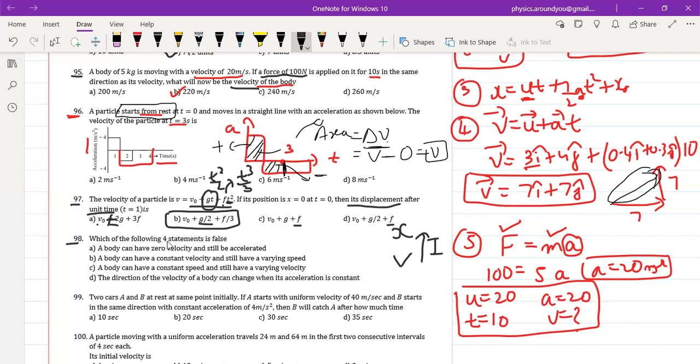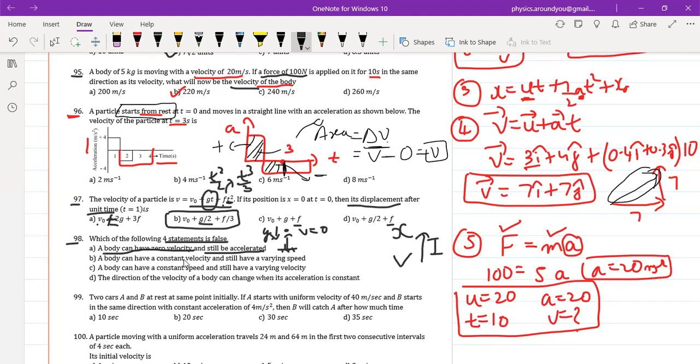98th one, the trigger words are: which statement is false. False, not true. So first we should check each of them, right? Which of them is true, which of them is false. The false one would be the correct answer. A body can have zero velocity and still be accelerated. Absolutely right. Just like a ball which is thrown up, at the maximum height the velocity of the particle is zero, but still it is pulled down with g. So obviously statement A is correct. So I won't tick it because I need a wrong statement.